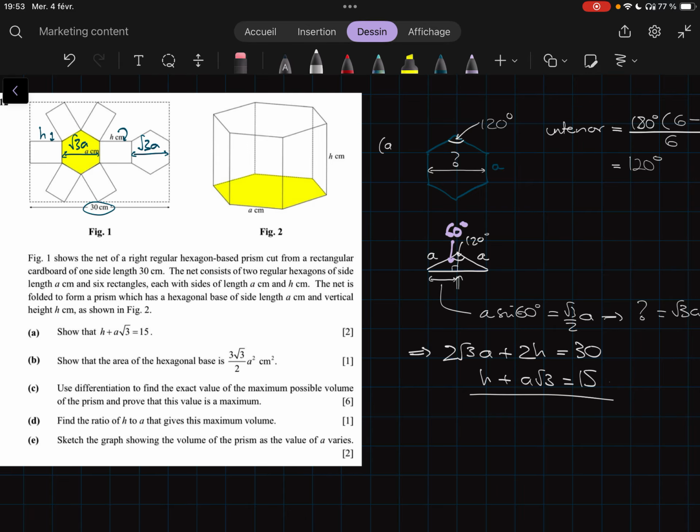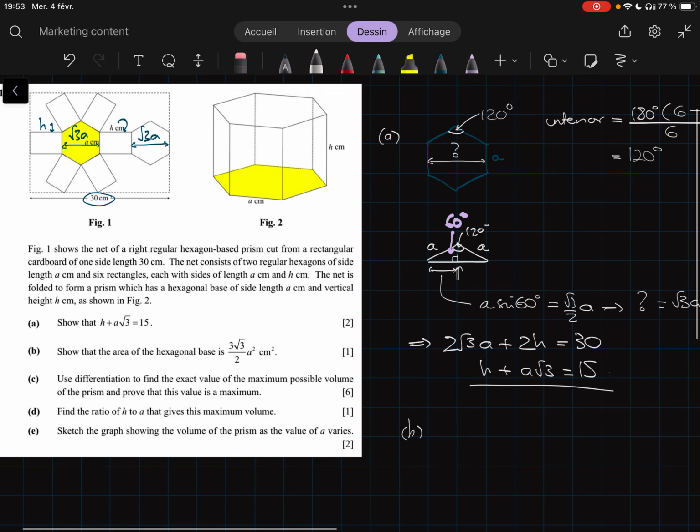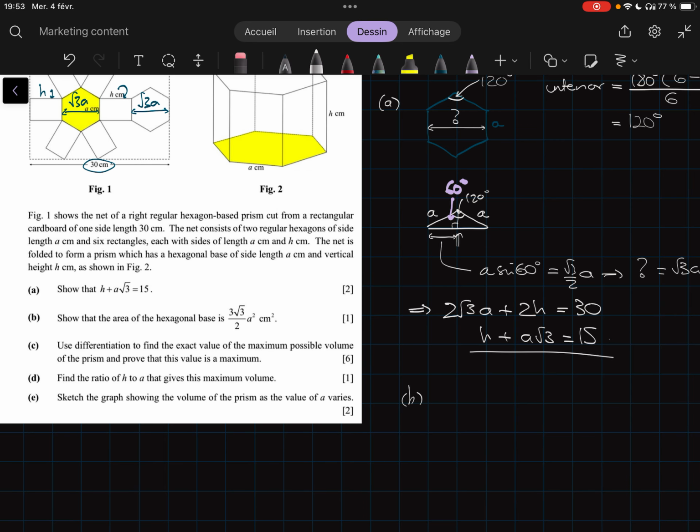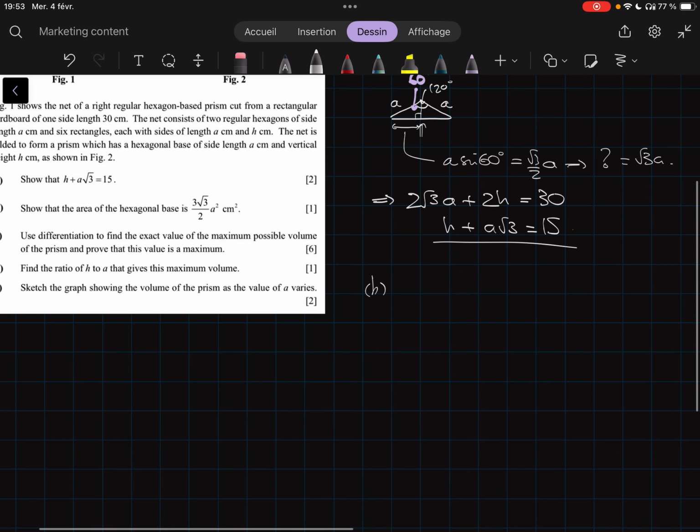So that's part A. Part B. Show that the area of the hexagonal base is 3 root 3 by 2 A squared. Okay, so this part is even easier. There are way too many ways to calculate the area of a hexagon. I would still choose the easiest way, which is breaking it down into triangles.